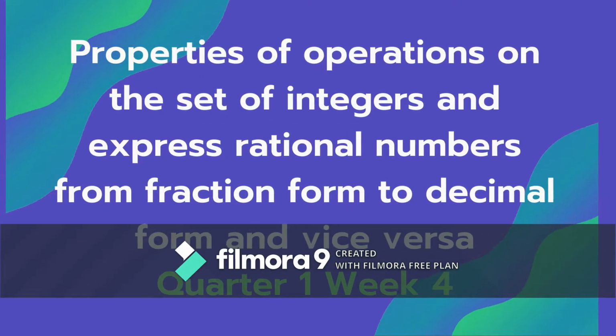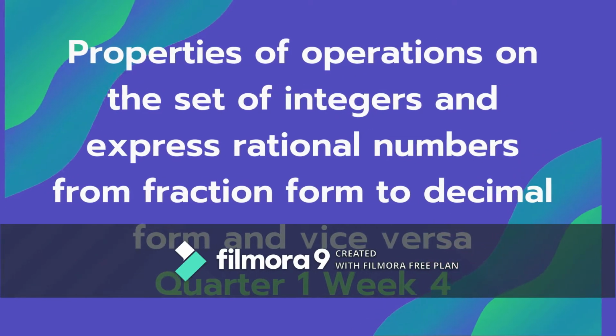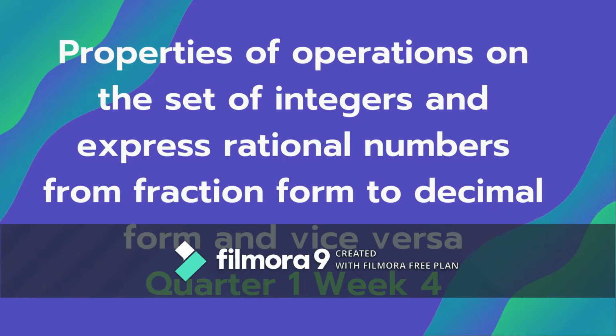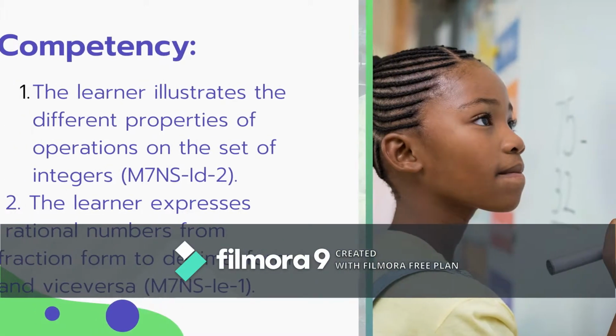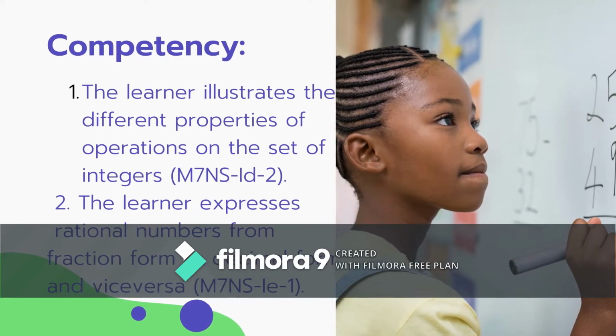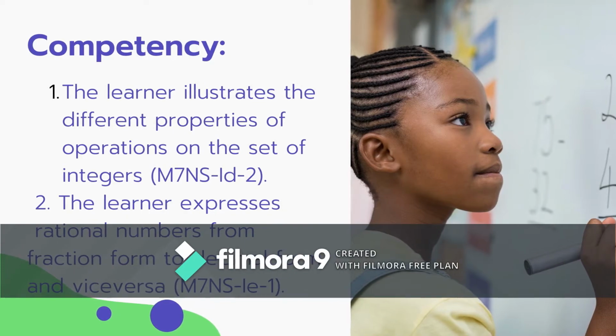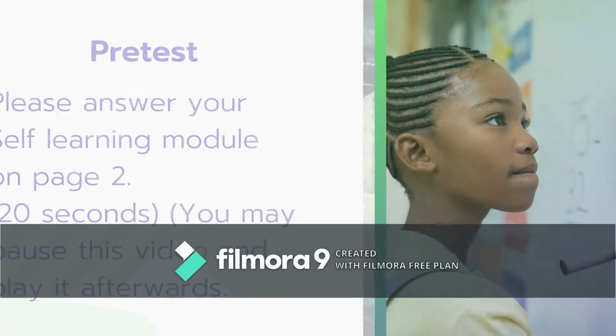Properties of operations on the set of integers and express rational numbers from fraction form to decimal form and vice versa. Quarter 1, Week 4. Competency. The learner illustrates the different properties of operations on the set of integers. The learner expresses rational numbers from fraction form to decimal form and vice versa.